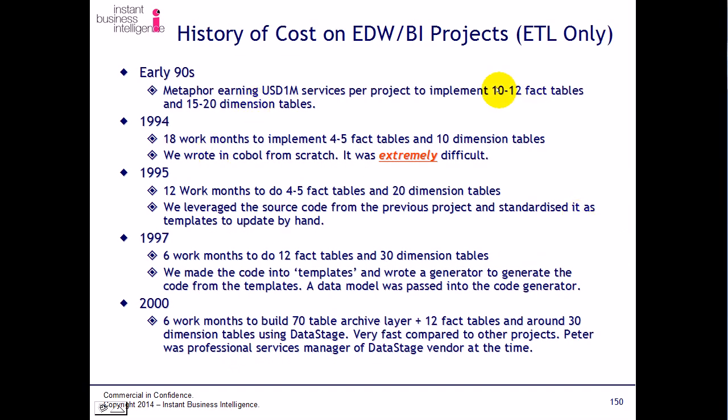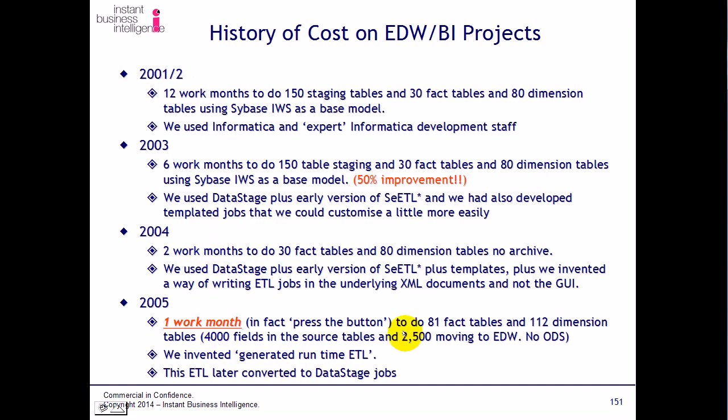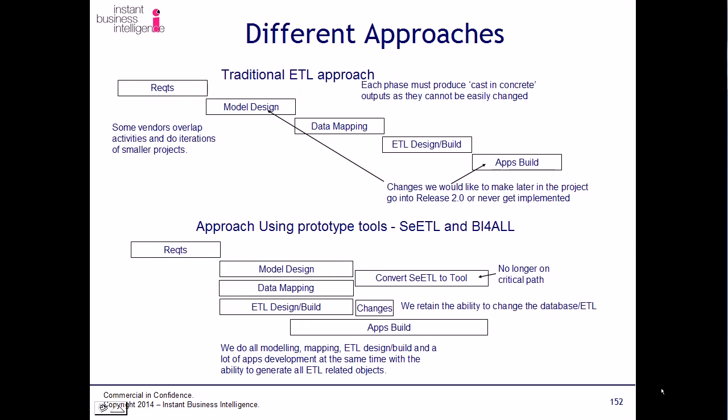From 10 to 12 fact tables, $1 million. 10 to 12 fact tables, 15 to 20 dimension tables, $1 million. 4 or 5 fact tables, 10 dimension tables, 18 work months. In 10 years from there to here, 81 fact tables, 112 dimension tables. Awesome. Okay. And now, of course, it's much better. So with the SQL generation, of course, it's just write your mappings, generate your ETL.